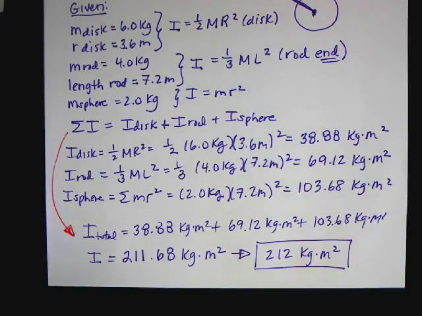So again, if you do it step by step, it makes it a little bit easier. When you take shortcuts and try and do it all in one line, you're more likely to make a mistake. And again, this is why we write down our given and find. We have 3 different objects here. They have 3 different moments of inertia. The more you write down on paper, the less likely you are to make a mistake.